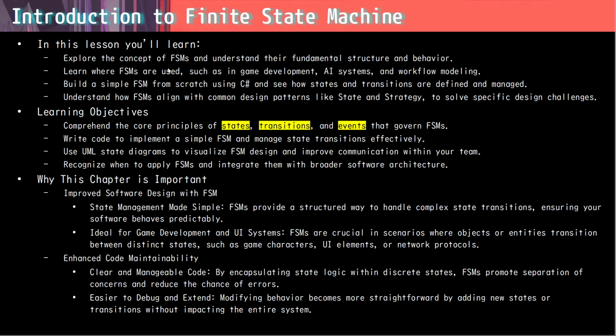Okay, so in this lesson, we are going to explore the concept of FSM, and we are going to understand its fundamental structure and behavior. So we're going to know the basic means to implement an AI system. There are three important things to learn on the way of learning FSM: states, transitions, and events. In order to design and implement an FSM, you are going to implement each of the three submodules: states, transitions, and events.